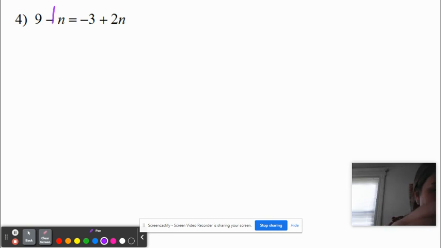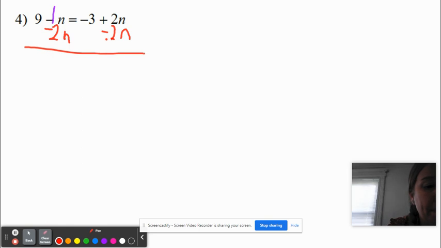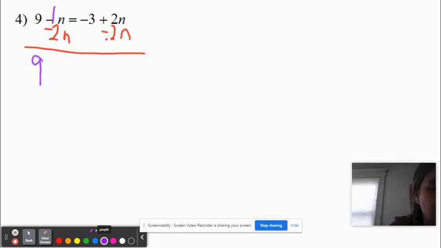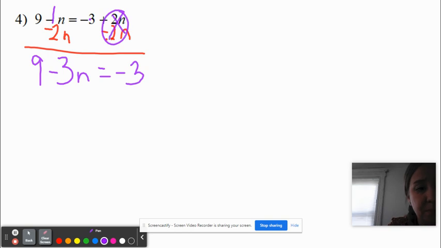Okay, it's a negative 1. Let's get our variables to the left. So this 2n should be subtracted off from both sides. This 9 would come down. And negative 1 minus 2, you owe me $1. You borrow 2 more. Down 3. And this negative 3 comes down. But this 2 minus 2 is nothing.